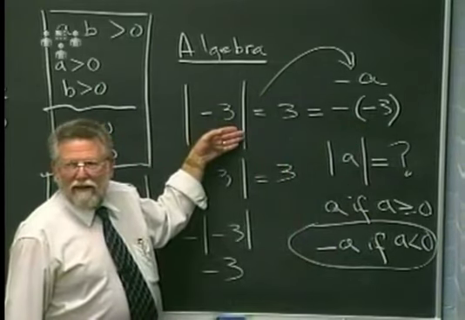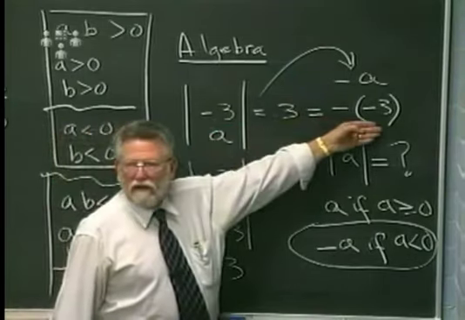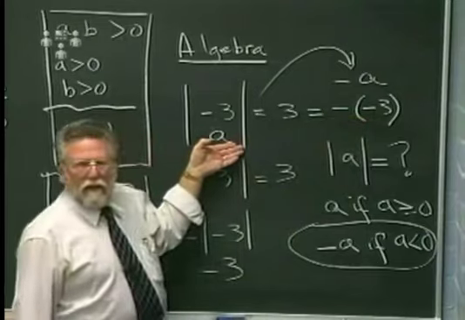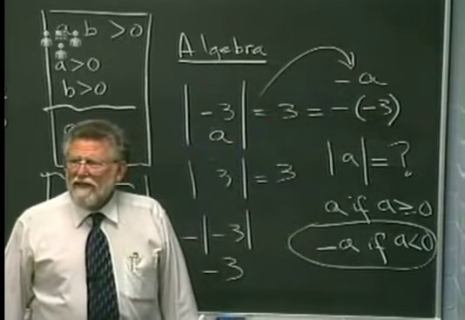Again, if this is my number, how do I get a positive out of negative 3? By taking its inverse. So if a is my number, minus a is the inverse, and that's positive.